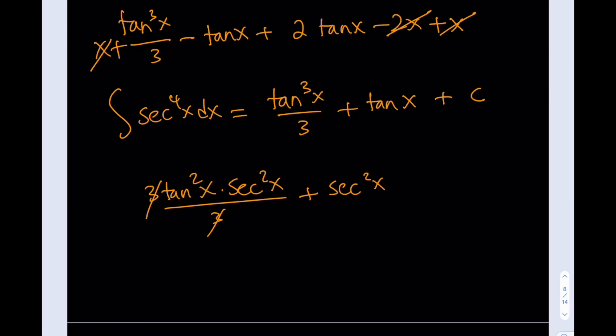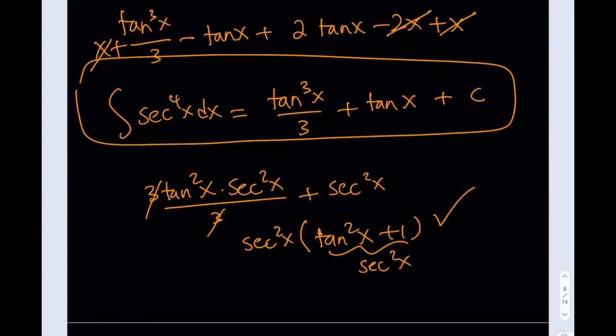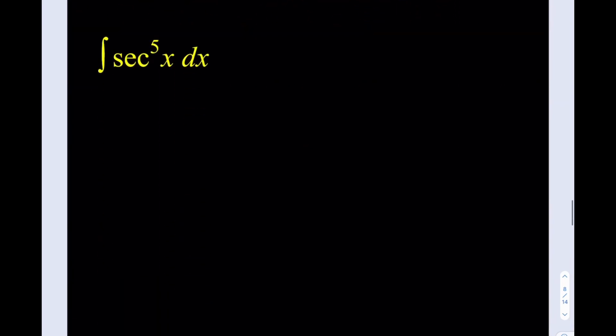So now I can take out a secant squared because it's a common factor, and I get tangent squared x plus 1, which is equal to secant squared, and secant squared times secant squared is secant to the fourth power. Yay, success. So we got it correctly. Here we go. Our solution checks. Let's go ahead and take a look at secant to the fifth power of x, and this is going to be real fun.